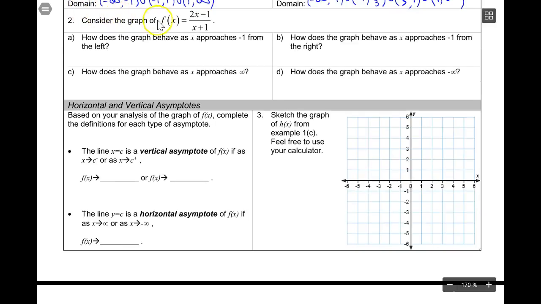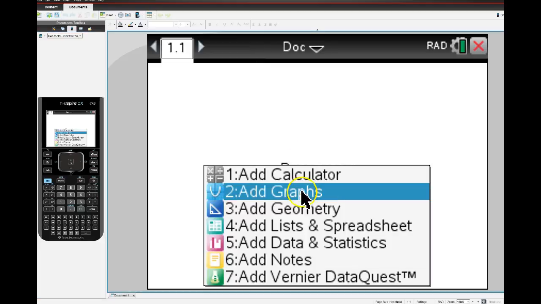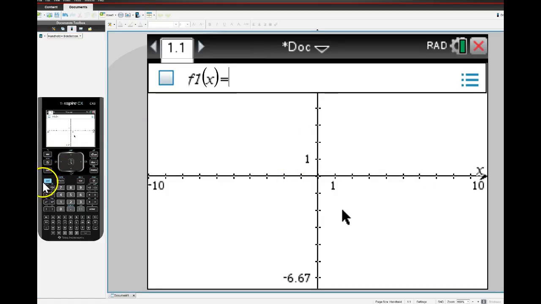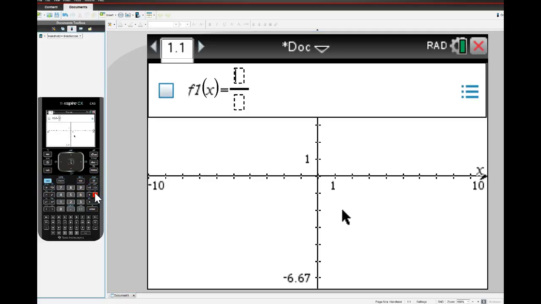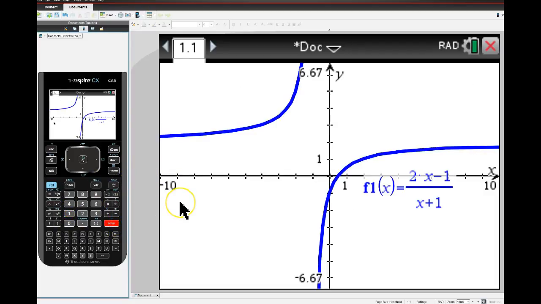So we're asked here to consider the graph of f of x equals 2x minus 1 over x plus 1. So let's go ahead and graph it. It's hard to consider the graph without looking at it. So we're going to graph a rational function here. Our numerator is 2x minus 1, and our denominator is x plus 1. So we grip it and rip it, and bang, there we get that graph right there.